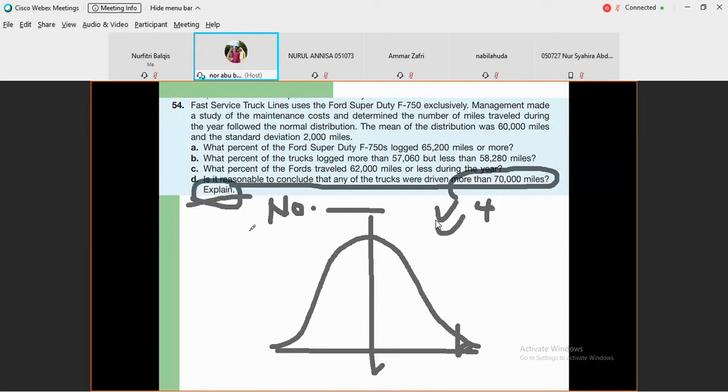Why? Okay, so no because, from your calculation, with mean 60,000 and standard deviation provided as 2,000, you know that from the calculation of Z, the probability value of the trucks driven more than 70,000 miles is 0%, which means that there will be no trucks driven more than 70,000 miles, and hence your conclusion.